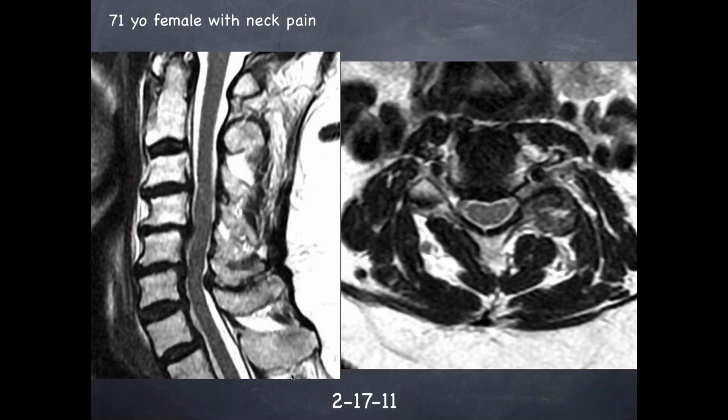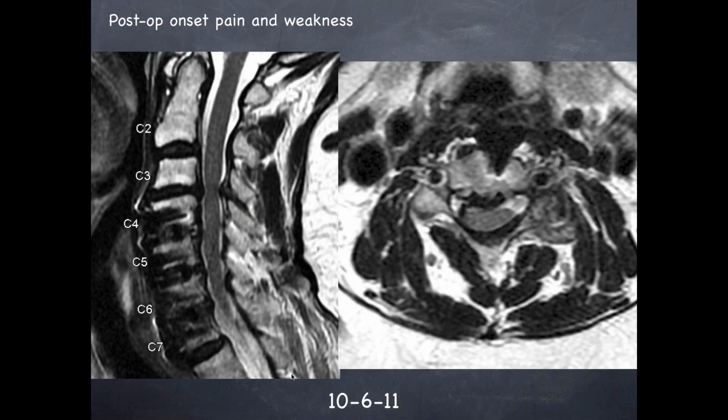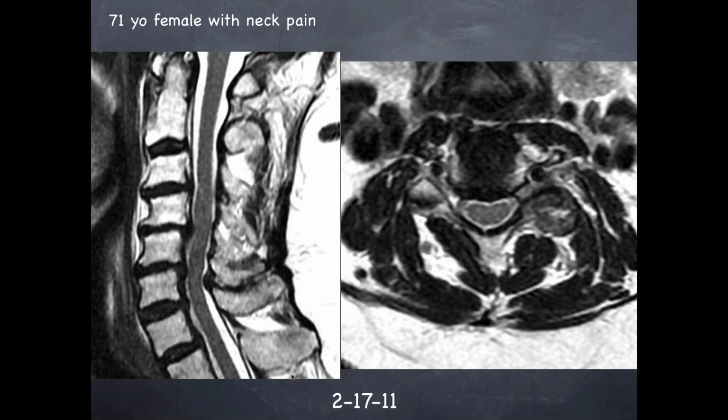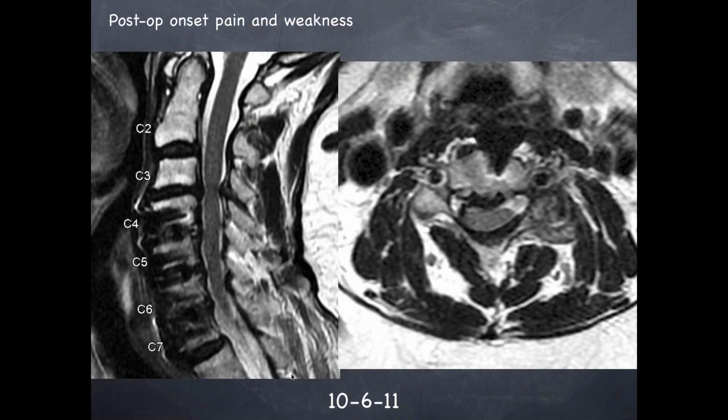Yeah. Okay. Next. A 21-year-old female with neck pain. We have protrusions at C3-4, C4-5, C5-6, and C6-7, with some canal stenosis. Okay, so this was on 2/17/11. This is on 10/6/11. Okay, so this is the anterior fusion. Now the patient has weakness. Okay, so there is some material protruding into the spinal canal.